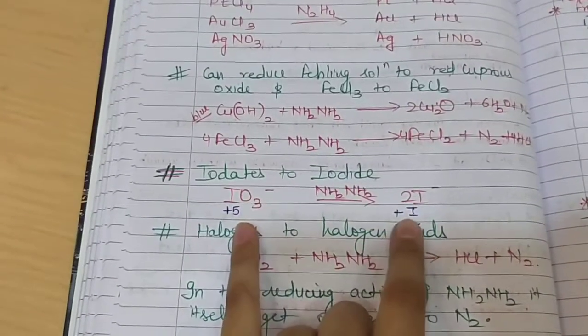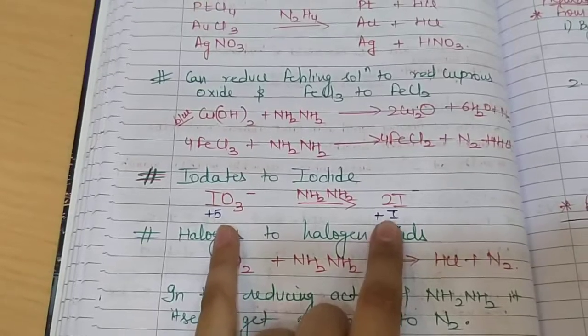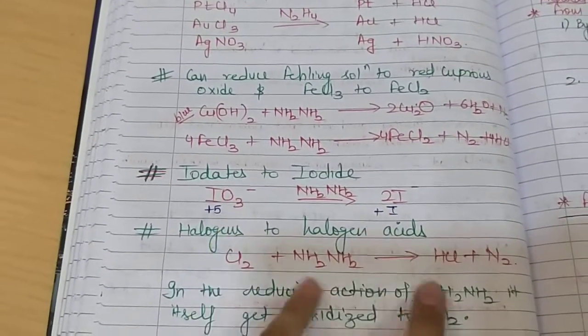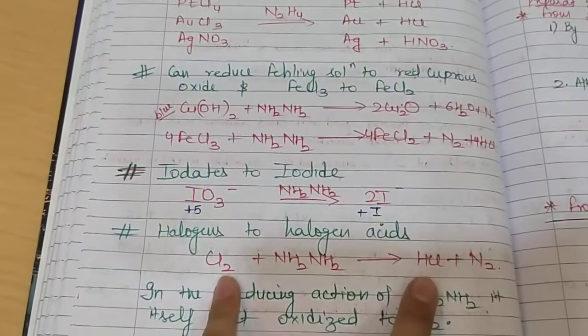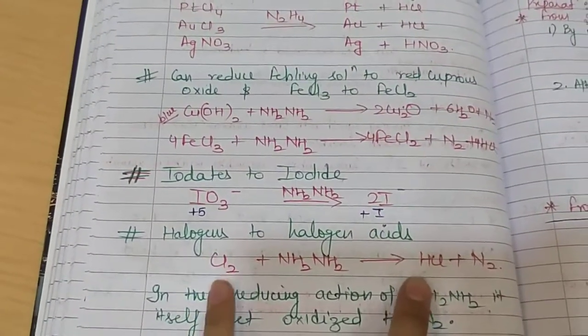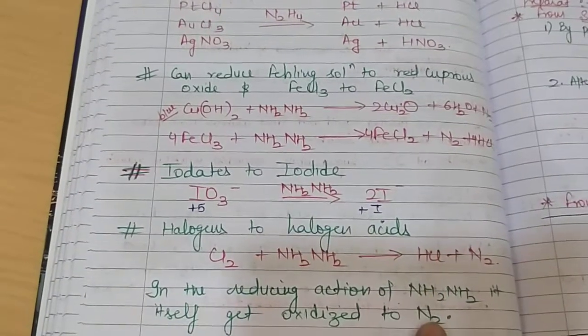It can reduce iodine to iodide, where it is having -1 oxidation state. It can also reduce halogens to halogen acids, where oxidation state changes from 0 to -1. So it is also reduction.